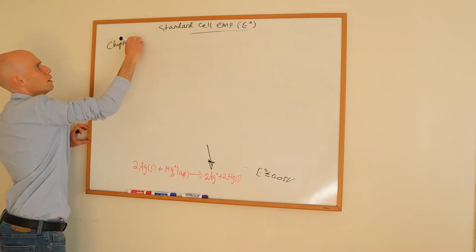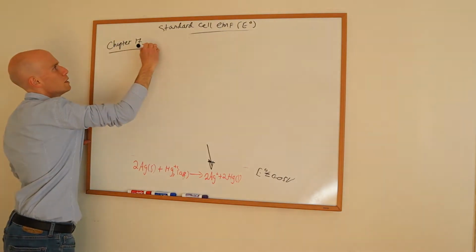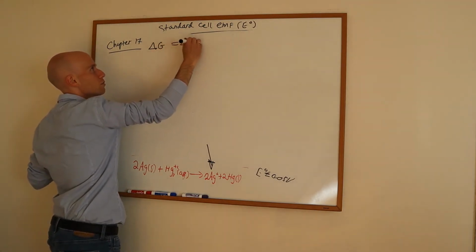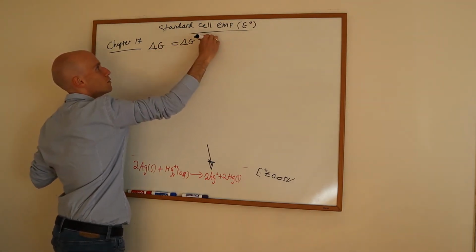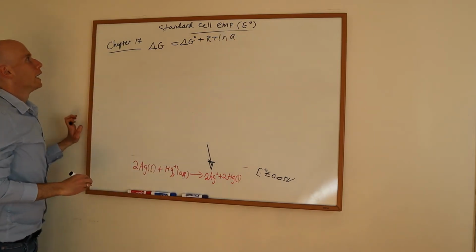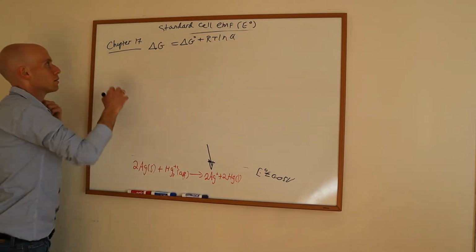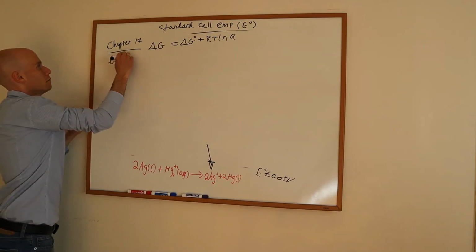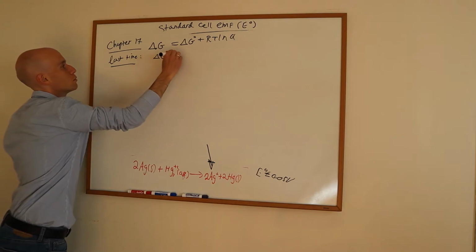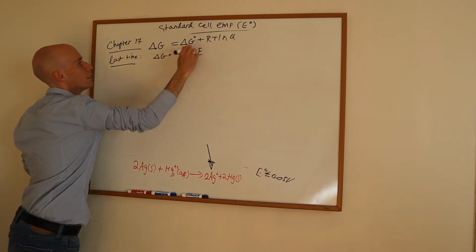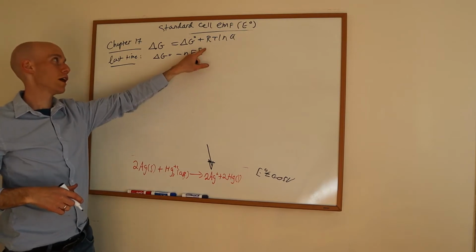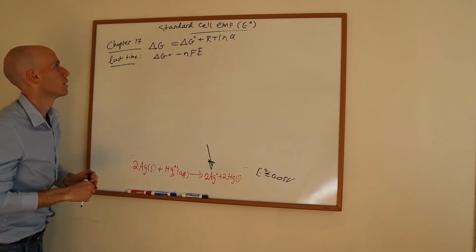Very quickly, from chapter 17, we said that we can get the delta G under non-standard conditions from this relation. Okay. And last time, our last meeting, we said that delta G is equal to negative NFE. And again, E is the cell EMF. Here it is non-standard. I didn't put the little zero here.